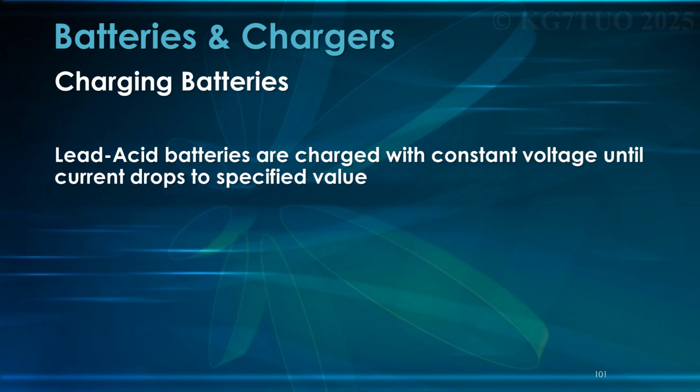Lead acid batteries are charged with a constant voltage, not a constant current, but a constant voltage, until the current drops to a specified value. And lead acid batteries will blow up if they freeze and you try to charge them. Yes, I know that firsthand. I blew up two in my face.